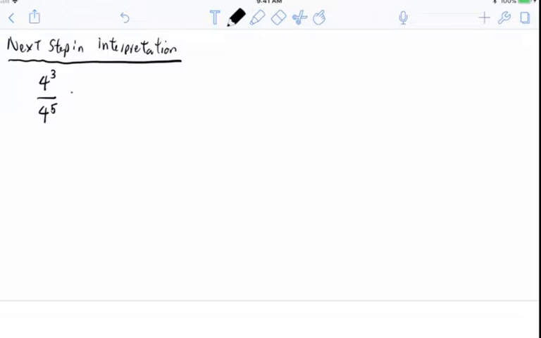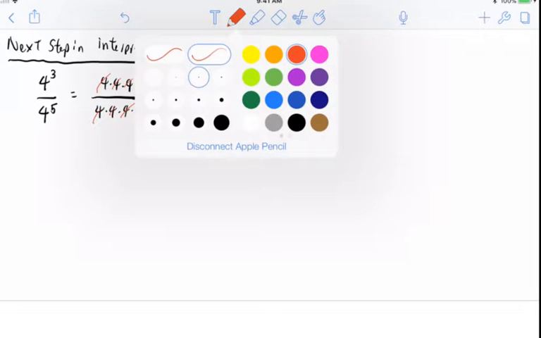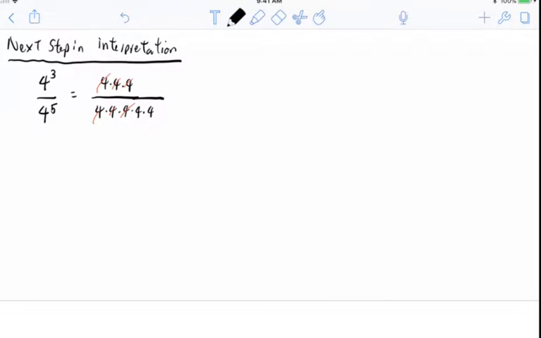Let's write it out. 4 times 4 times 4 divided by 4 times 4 times 4 times 4 times 4. Let's play the cancel game. Cancel, cancel, cancel. Huh. The result is 1 over 4 squared. Weird, because there's more in the denominator than in the numerator, so when I cancel them out, the ones left over are going to be in the denominator.